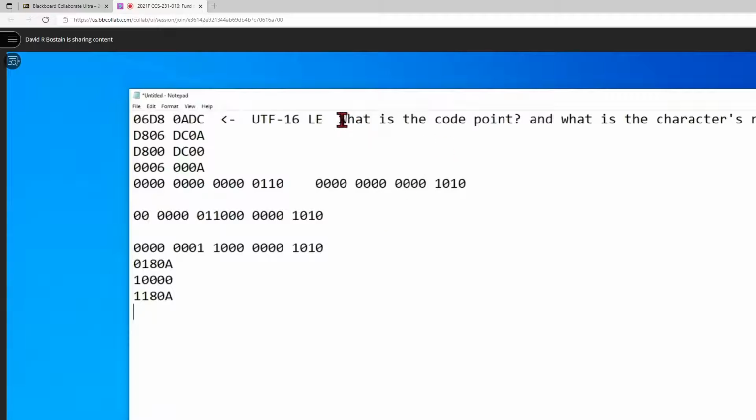So we've answered the first part of the question: what is the code point? Second part, what's this character's name? Look it up. As soon as you have the answer, just put your hand up.